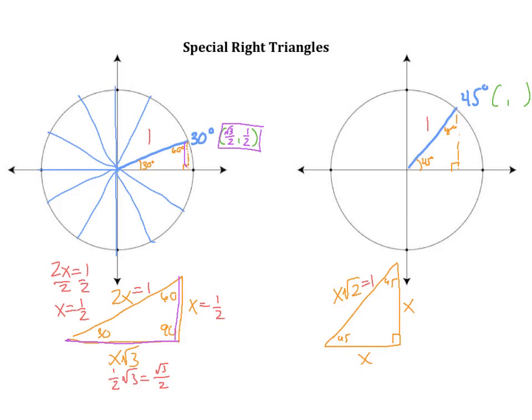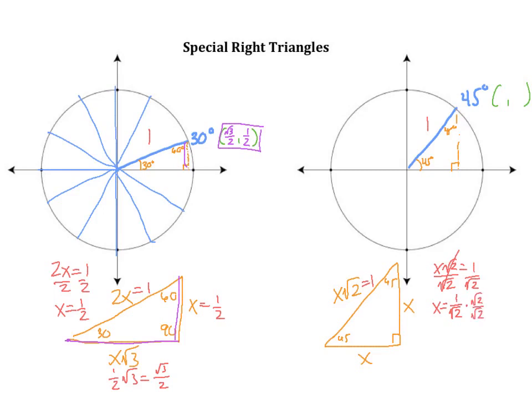Now we need to do some math to solve for x. So I have x square root of 2 equals 1. To get x by itself, I'm going to divide by square root of 2. That cancels. I get x equals 1 over the square root of 2. Now I need to rationalize the denominator. So I'm going to multiply by the square root of 2 over the square root of 2.